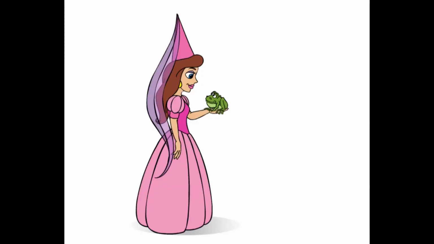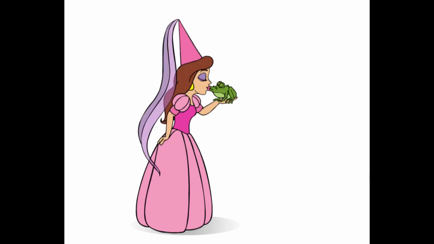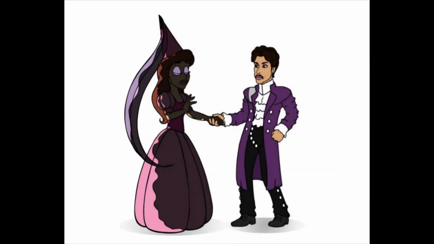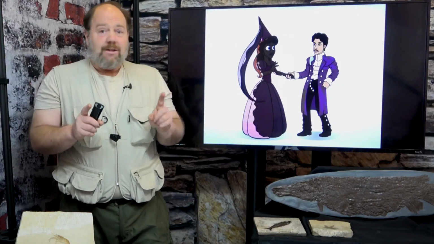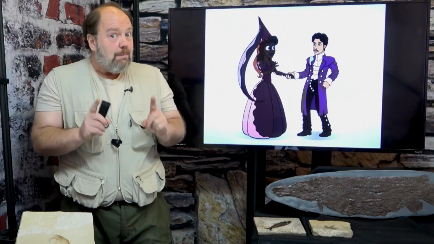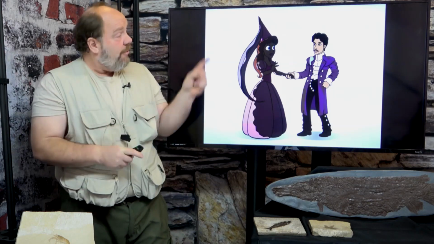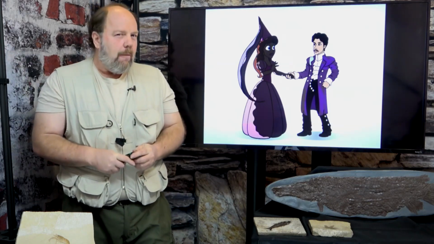The princess finds a frog, kisses the frog, and the frog turns into Prince. Now, this is considered a fairy tale. This is not to be condescending, but it is intended to be blunt. This is the theory of evolution in a nutshell.